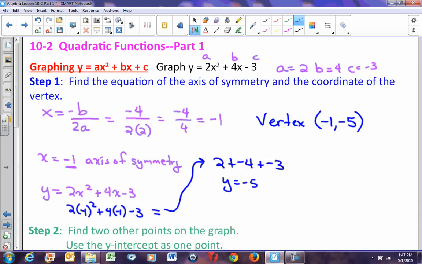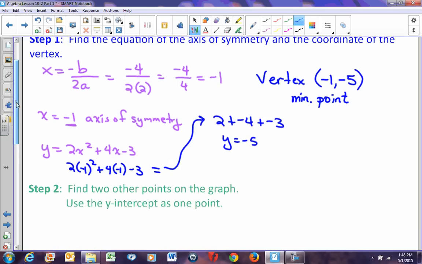The x value of my vertex is my axis of symmetry, and the y value of my vertex is the y value when I plug my x value into the equation. So I now know that my vertex is -1, -5. Since this 2 here is positive, I also know that this is a minimum point. We learned that from yesterday's lesson, because if my a term is positive, it's a minimum point, so my graph is going to open upwards.